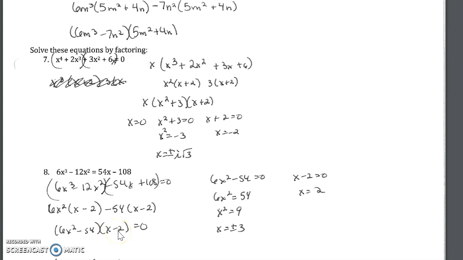Those are both binomials. Can you factor them farther? No, they're not the difference of perfect squares. Could you at this point still take out a 6 if you wanted to make your number smaller? Yes, you could, but it truly doesn't matter over here. You're going to solve it. So you're going to add 54, divide by 6, and take the square root of 9, and your answer is plus or minus 3. Then your other factor is x minus 2 equals 0. You would add 2 to the other side, and so you would have an answer of 2.